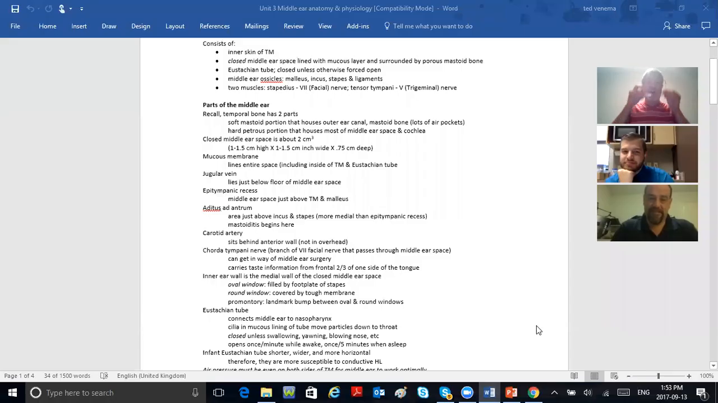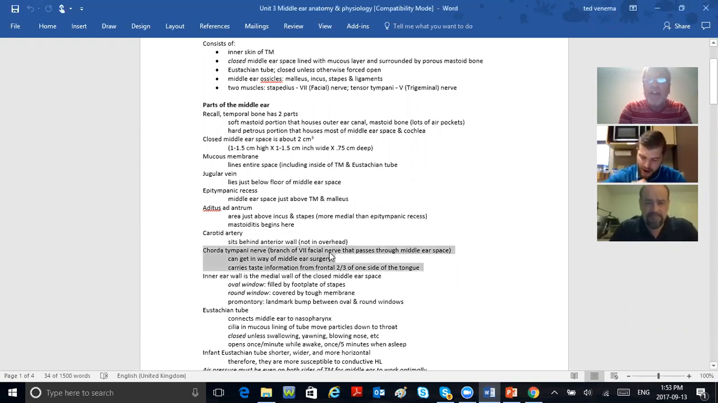Anyway, so when we go to our notes here, you take a look at the chorda tympani nerve. That's a nerve. It's a branch of your 7th facial nerve. It's the 7th pair of cranial nerves that passes through the middle ear space. It can get in the way of middle ear surgery. What does that nerve do? It carries taste information from the frontal 2/3 of one side of your tongue. Interesting. Just know that there's a branch of the 7th facial nerve that courses through the middle ear space.